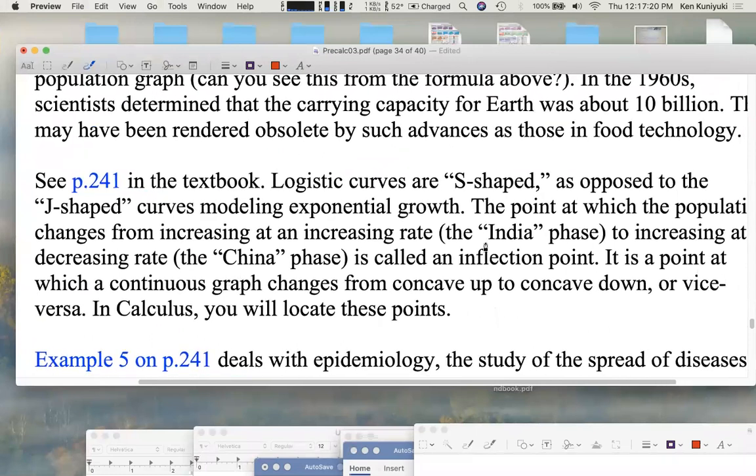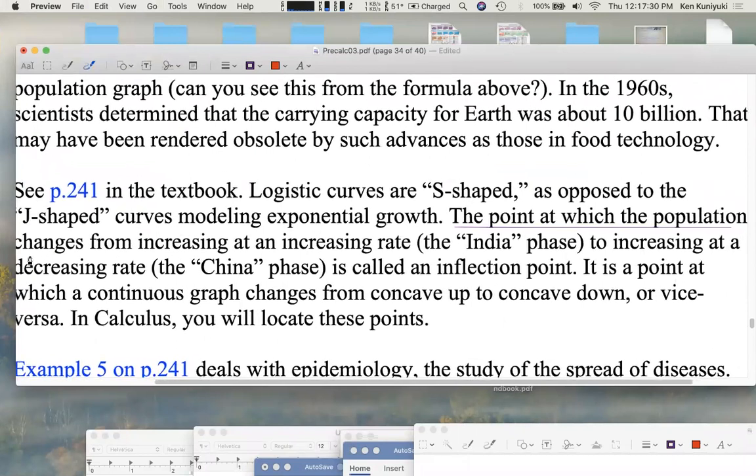All right, so in a way, you could talk about population going through an India phase and a China phase. So again, the inflection point is the point at which the population changes from increasing at an increasing rate, the India phase, to increasing at a decreasing rate, maybe the China phase, especially during the one-child policy. That policy has since been altered. That point is called an inflection point.